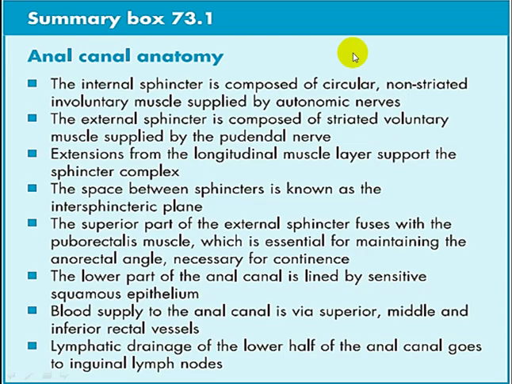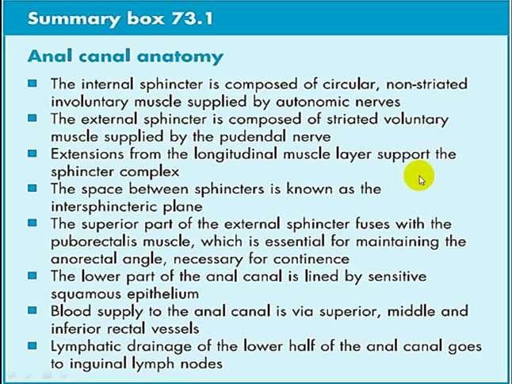In summary, anal canal anatomy. The internal sphincter is composed of circular non-striated involuntary muscle supplied by autonomic nerves. The external sphincter is composed of striated voluntary muscle supplied by the pudendal nerve. Extensions from longitudinal muscle layers support the sphincter complex. The space between the sphincters is known as the intersphincteric plane.